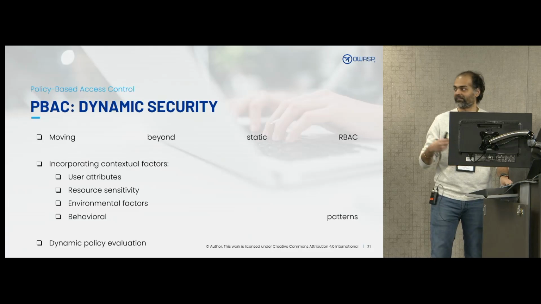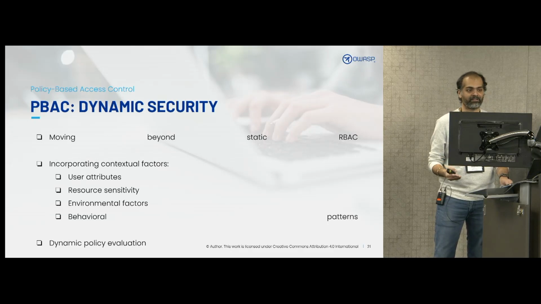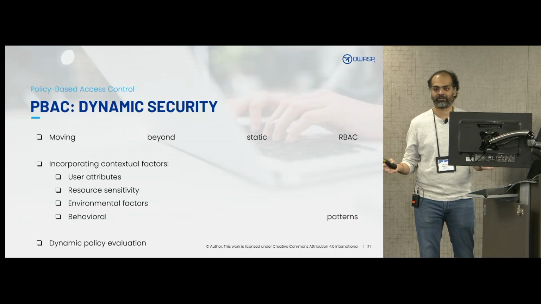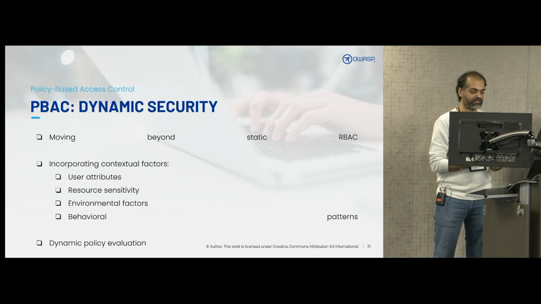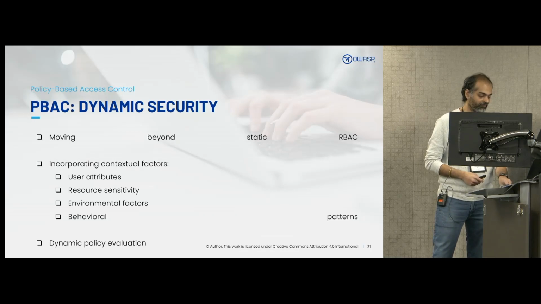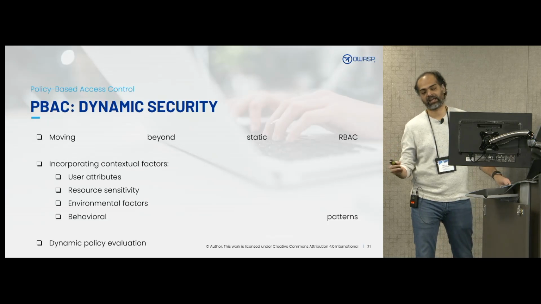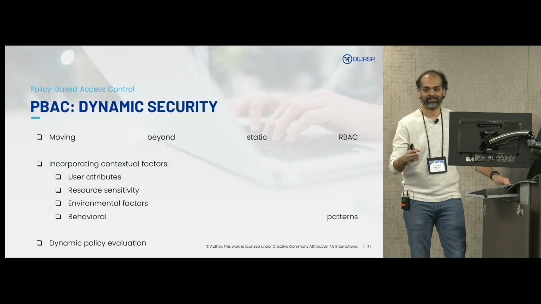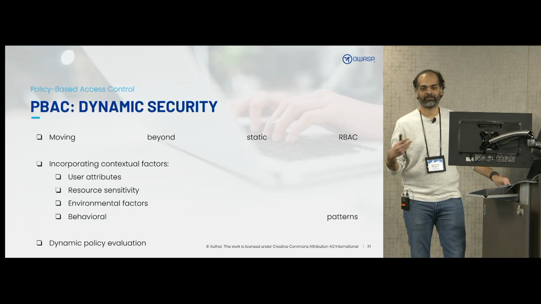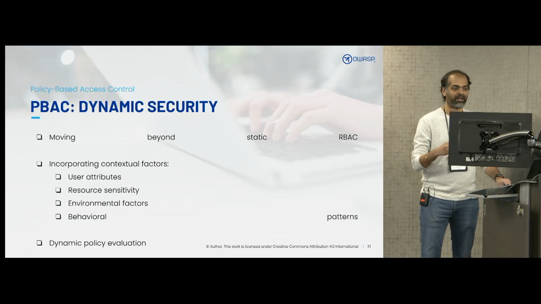Also environmental factors: are they accessing it from home, or from a company location? That could be a factor. And also behavioral patterns: are they accessing something outside their typical work windows, or within their regular work hours? Many factors like these could be your policies, which decide whether the user should get the necessary access. Dynamic policy evaluation is another aspect. With static role-based access control, you get the access, but there's no periodic evaluation. With policies, if any of these contextual factors change, you could grant or revoke access based on the changing environmental conditions.